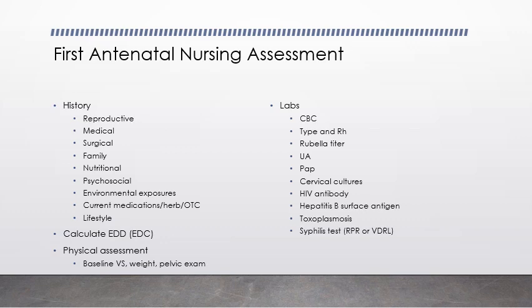This slide just shows you the different things that would be done during that first antenatal nursing assessment. So a very extensive history, their reproductive history, including a sexual history. We want to screen for STIs. We want to calculate that due date and perform a good physical assessment, a head-to-toe assessment, including baseline vital signs, baseline weight, and the provider would be doing a pelvic exam.